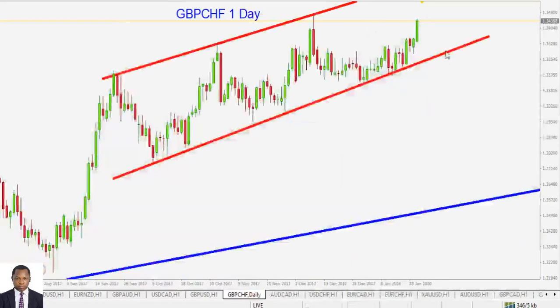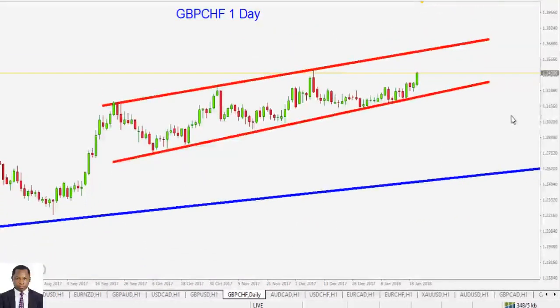Sterling pounds against the Swiss franc, super bullish pair here within a channel in the daily time frame. Right here, aggressive traders will all be waiting around this level that has been acting as resistance. That is where they will be waiting, because price will likely find resistance once that level is hit.